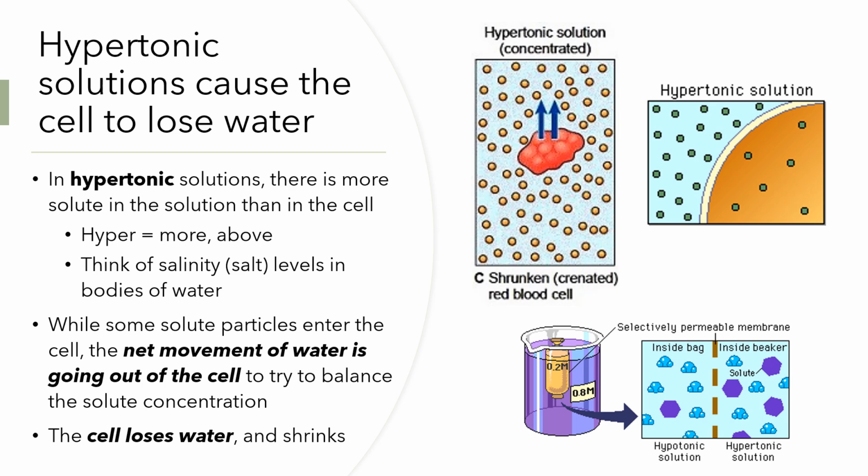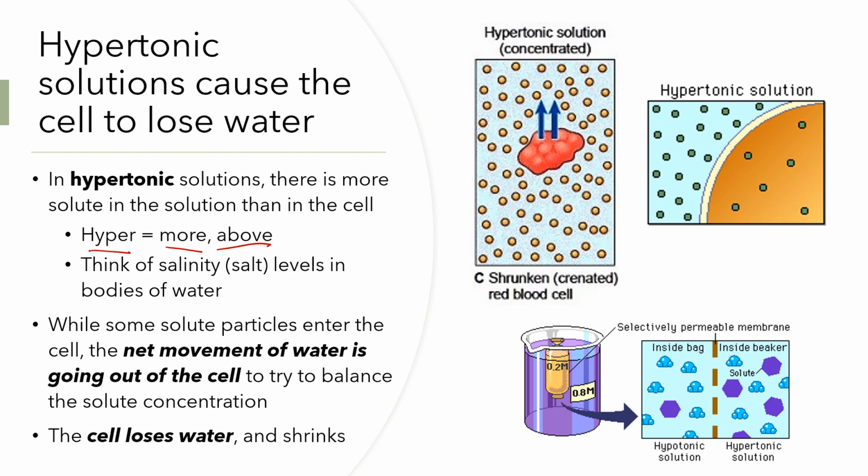So what we mean here is that there's more solute in the solution than in the cell. Okay, that's a little confusing. What do we mean by that? There's hyper, more, above the amount of stuff dissolved in the water outside of the cell than is dissolved in the water inside the cell. So think about taking one of our cells and sticking it in the ocean. There's much more dissolved salt in salt water than there is inside the water of our own cells.